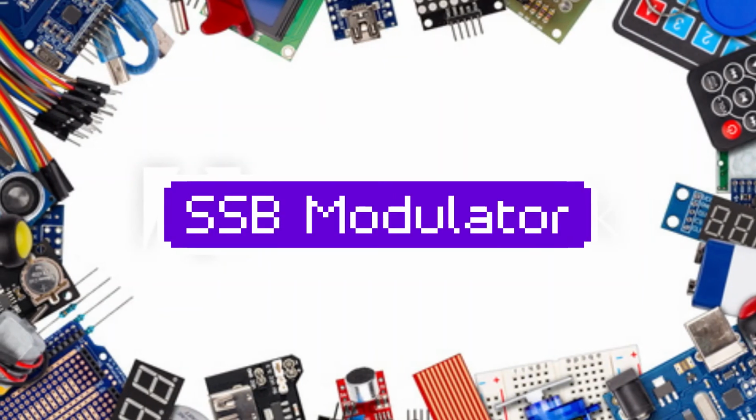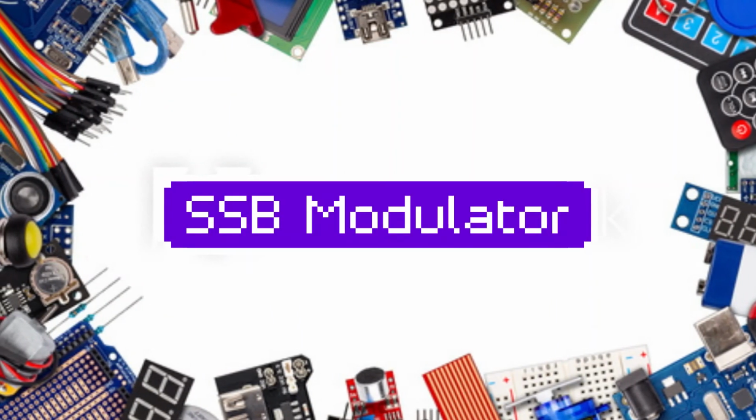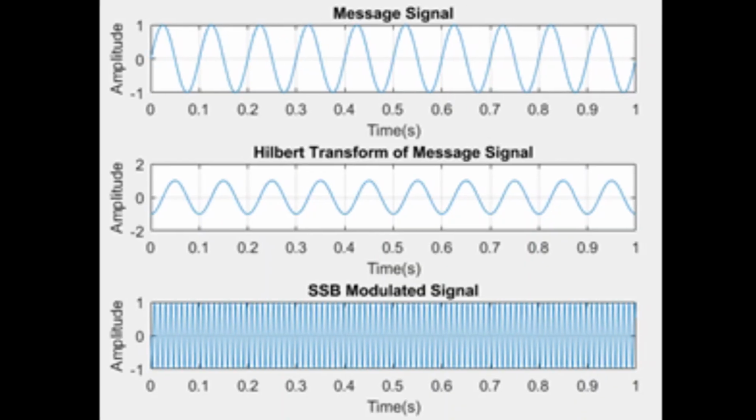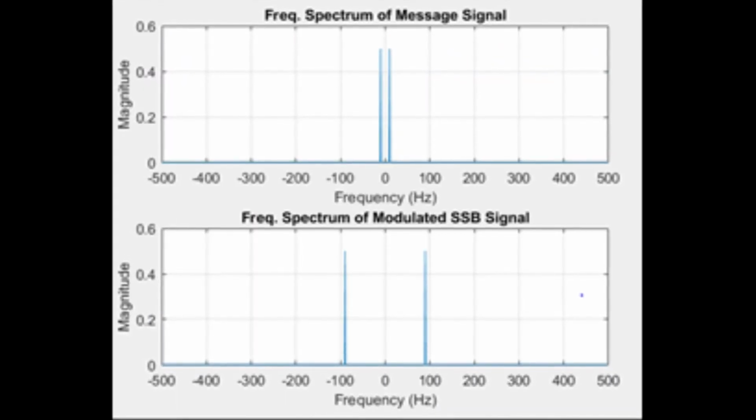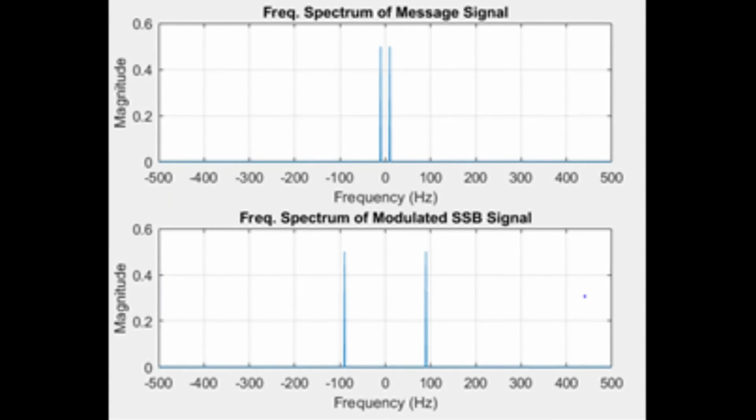Next, for the single sideband modulator, this shows the modulated waveform, and from the frequency spectrum, it can be seen that only one of the frequency components is present as the other is eliminated.